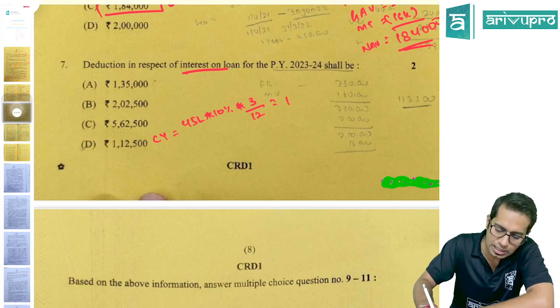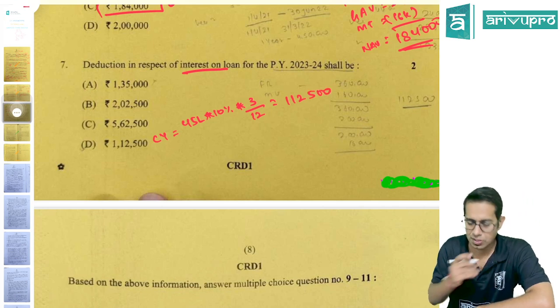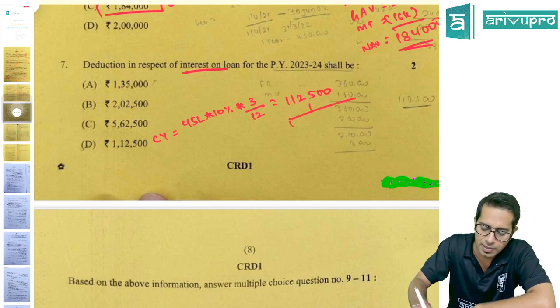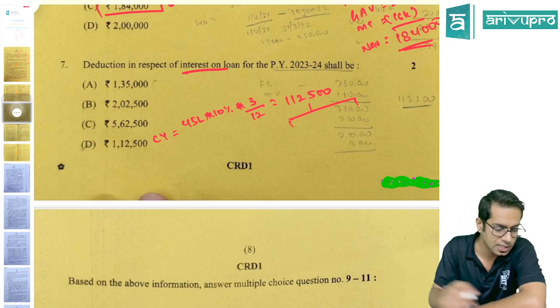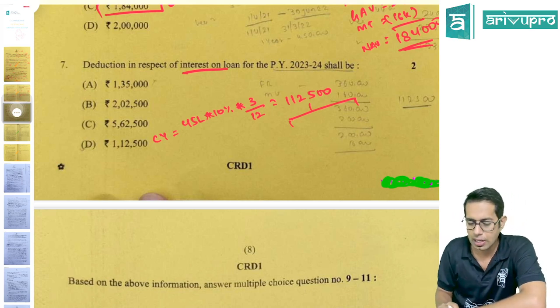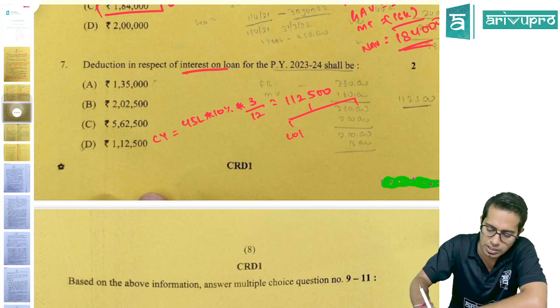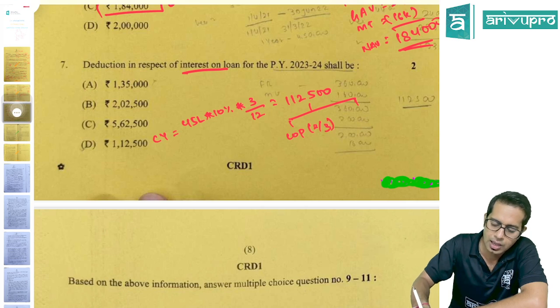So current year interest comes to 1,12,500. Now this will be divided between two people. Which are these two people, sir? For self-occupied and for let out purpose. So let out is 2/3 and self-occupied is 1/3.